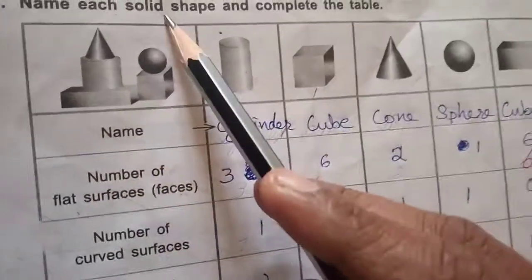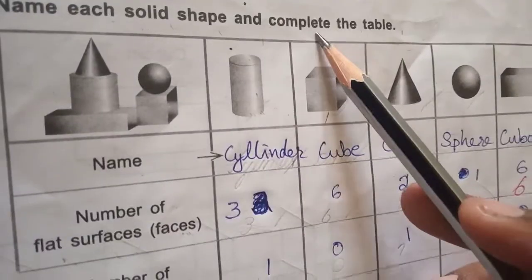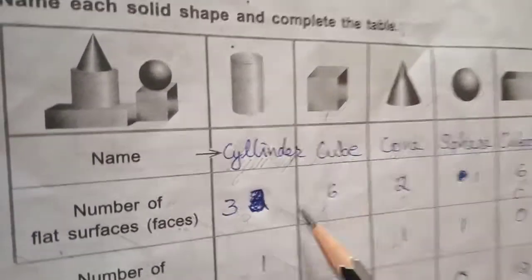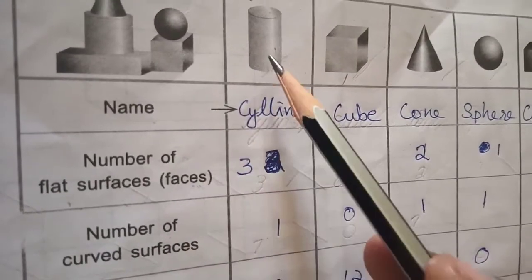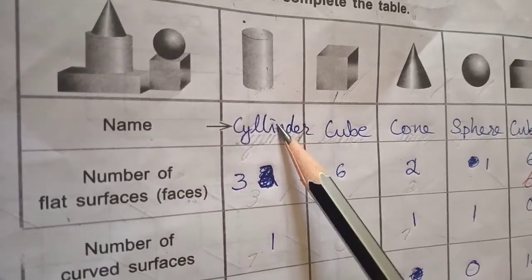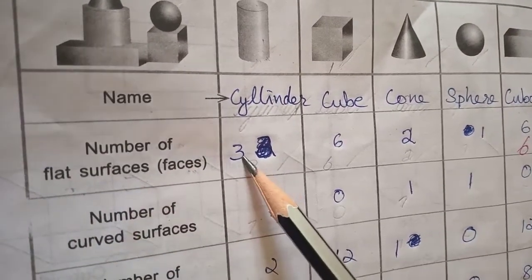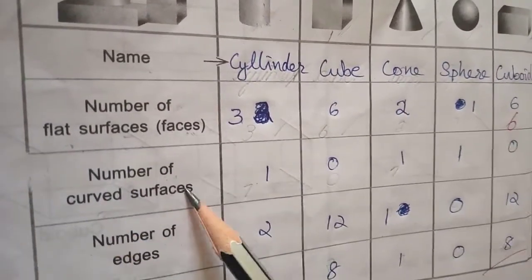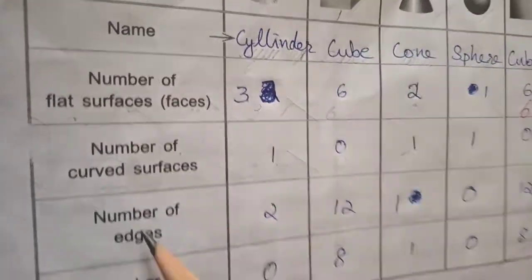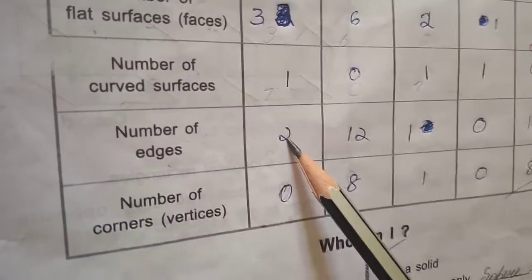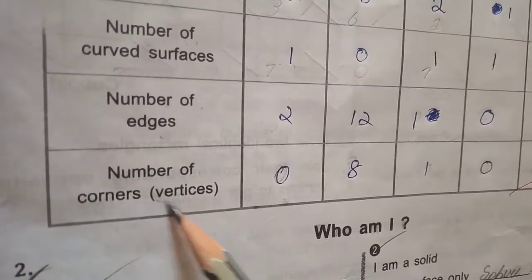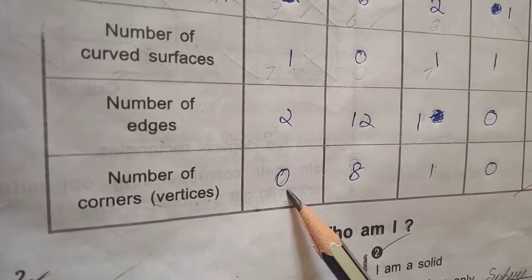Name each solid shape and complete the table. Here, first one, cylinder. Number of flat surfaces 3. Number of curved surfaces 1. Number of edges 2. Number of corners or vertices 0.